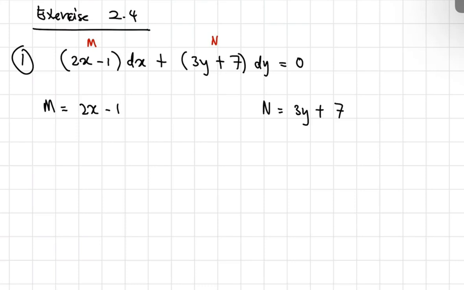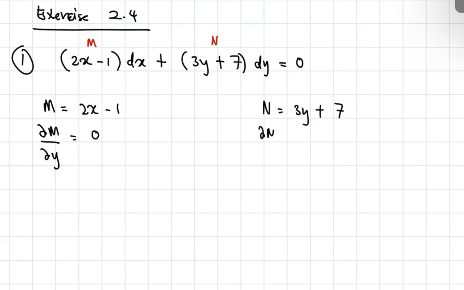So find the partial derivative of M with respect to y. Since function M is all in x, we are differentiating a constant, so we get 0 because we don't have any variable y. We treat anything other than y as constant. So 2x is a constant, minus 1 is also constant, so differentiating a constant, we get 0.